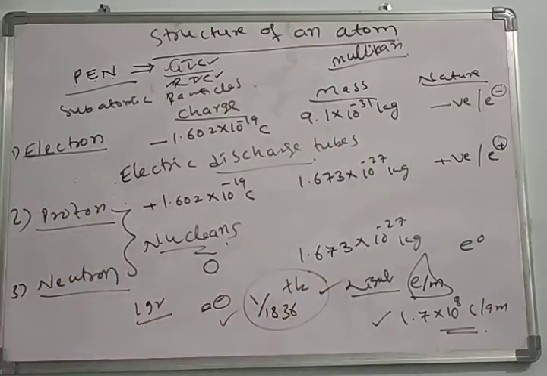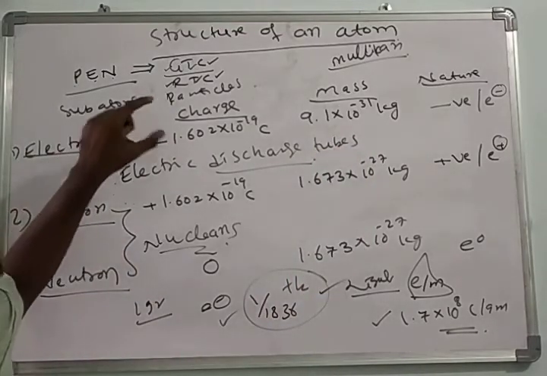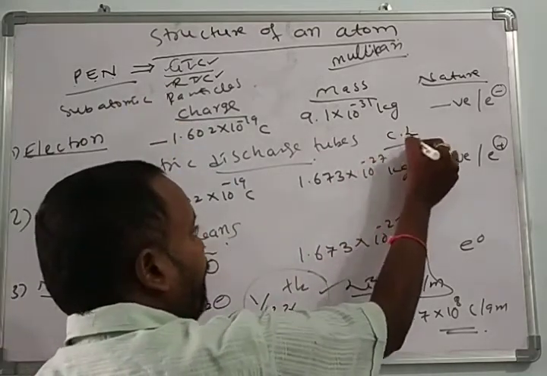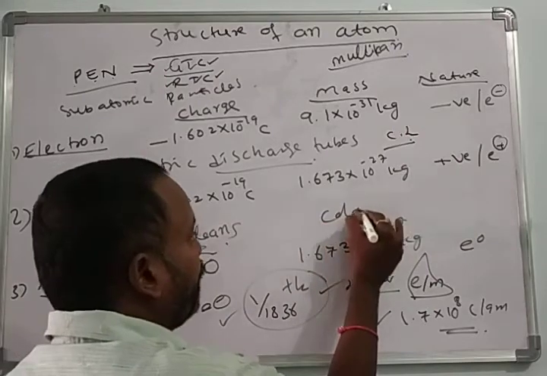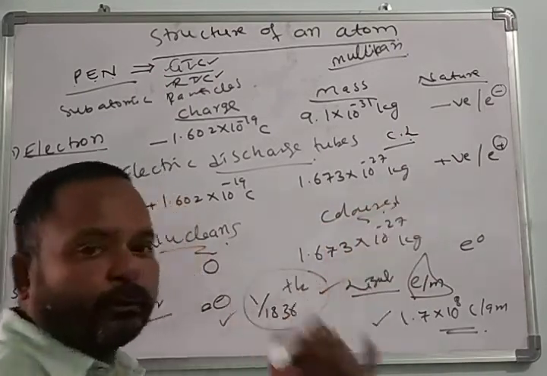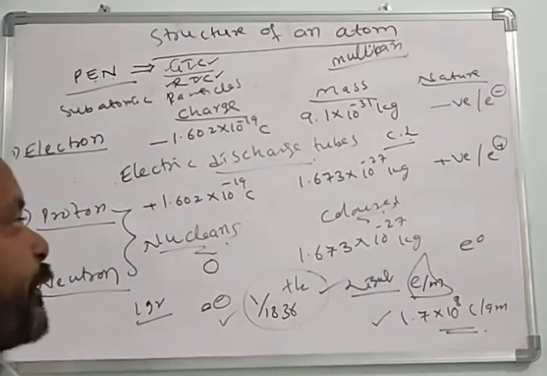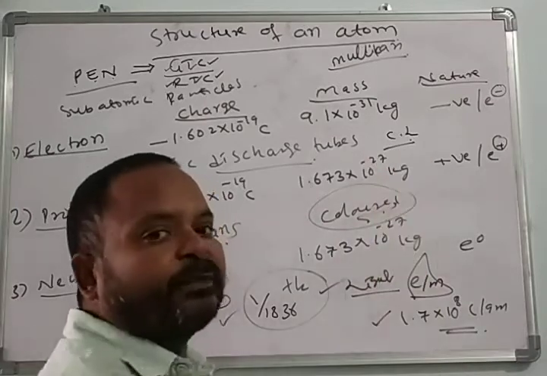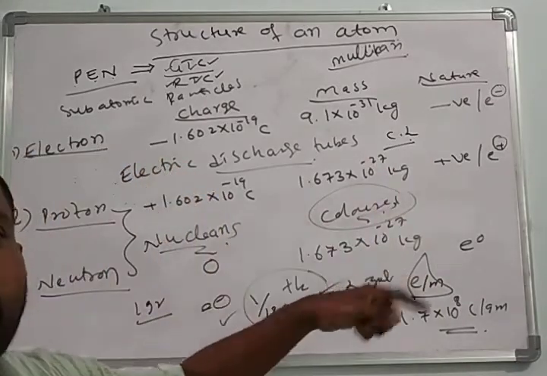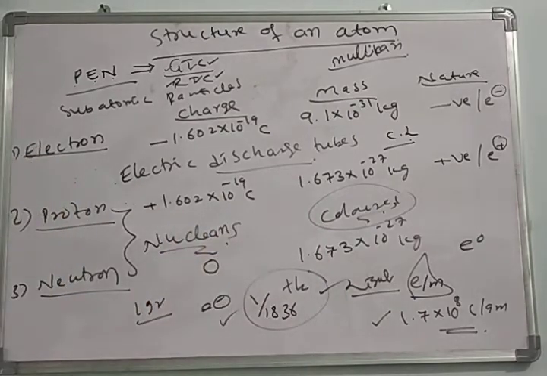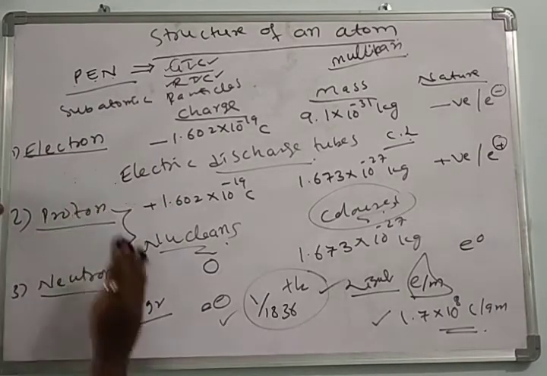When an electron moves in a discharge tube, it is observed as colorless, and the proton is observed with some color. When the proton moves from one electrode to another, we observe the movement in colored form in the electric discharge tube. This is the introduction of atomic structure, electron, proton and neutron.